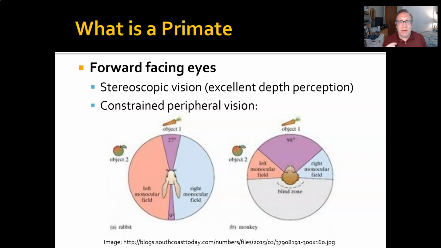That doesn't mean we haven't been or aren't predated upon, but what it means is our food oftentimes is trying to get away from us as well. And so we have a very wide field of binocular vision in front, narrow field of monocular vision to the side, and no vision whatsoever behind us.